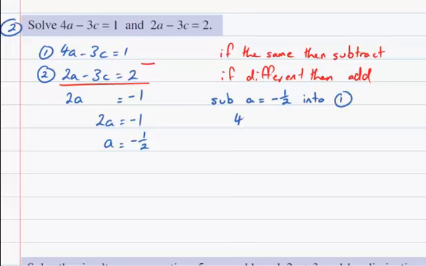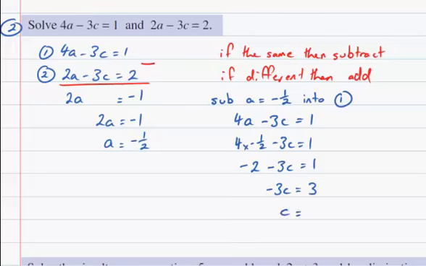So I've got 4a minus 3c equals 1. Where I see a, I put in negative half. So 4 times negative half minus 3c equals 1. 4 times negative half is negative 2. Minus 3c equals 1. Add the 2, so that becomes negative 3c equals 3. Divide by negative 3 to get negative 1. So finally my solution is a equals negative half and c equals negative 1.